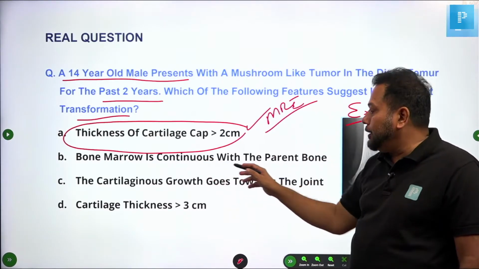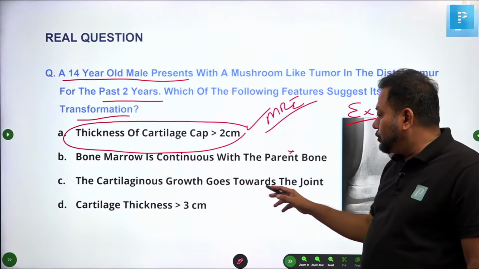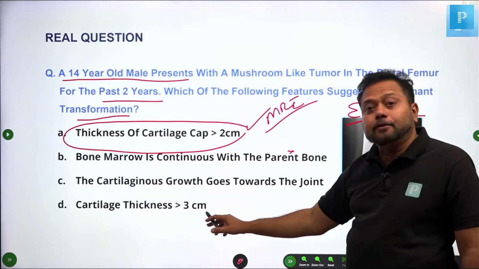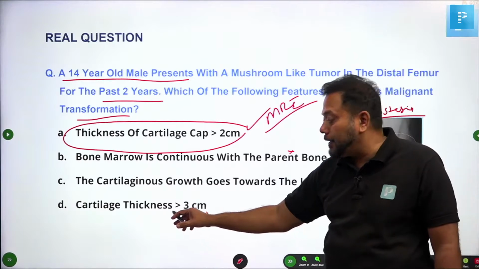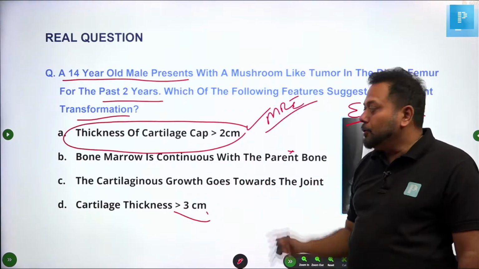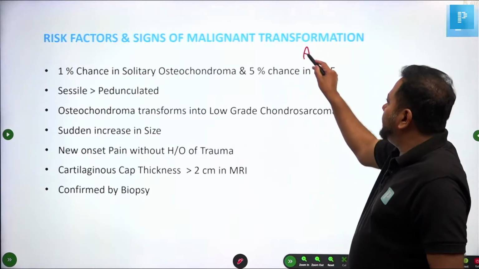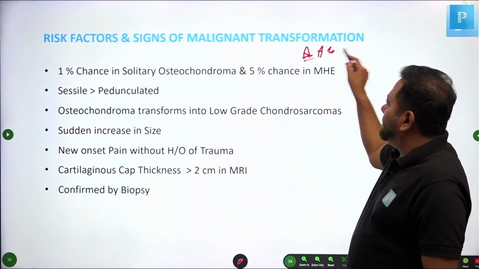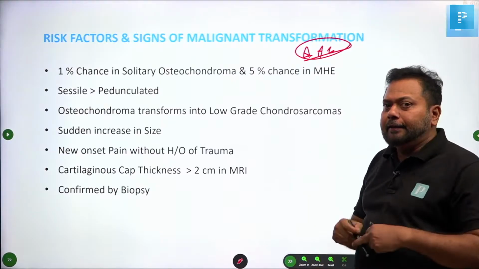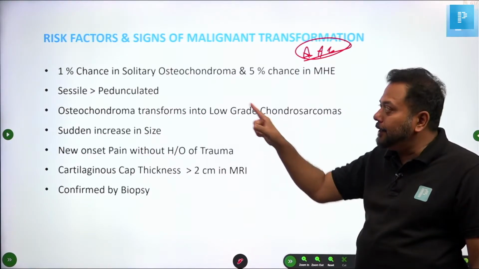Bone marrow continuity with the parent bone is wrong as a sign. Cartilaginous growth goes towards the joint. They have given a closed choice. This is how INI-CET will frame a question. So this is very important. Please memorize this slide in the PDF. Read it twice. Guaranteed something will come from this in INI-CET and NEET PG.